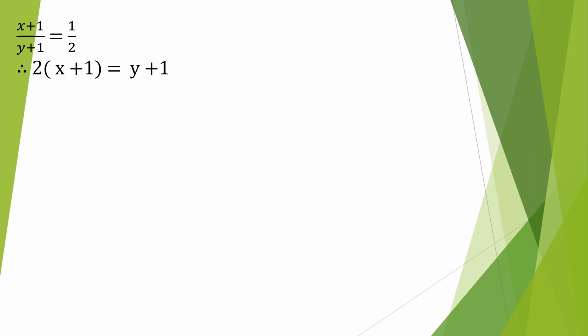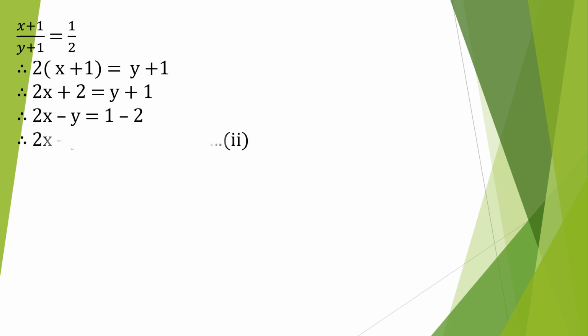You'll solve this, you'll get 2x plus 2 equal to y plus 1. So let's arrange variables to one side and the number to the other side. So you'll get 2x minus y equal to 1 minus 2. So therefore 2x minus y equal to minus 1. This is your equation number 2.